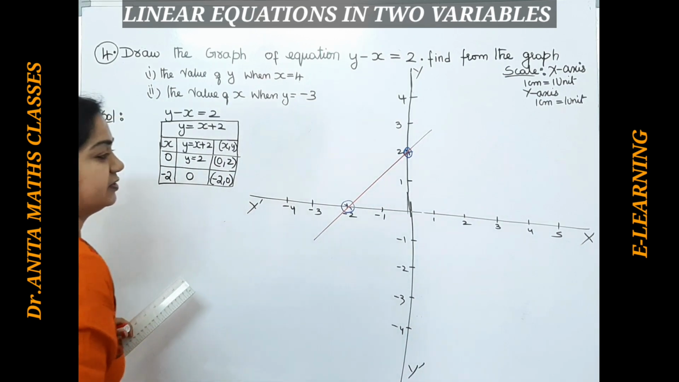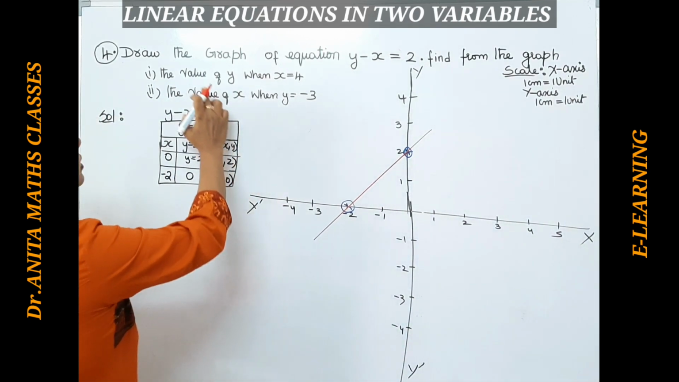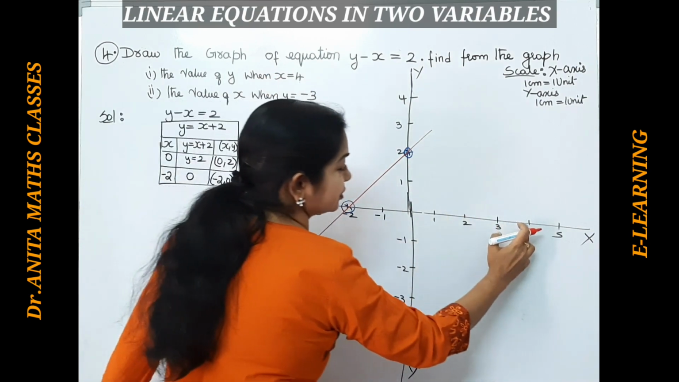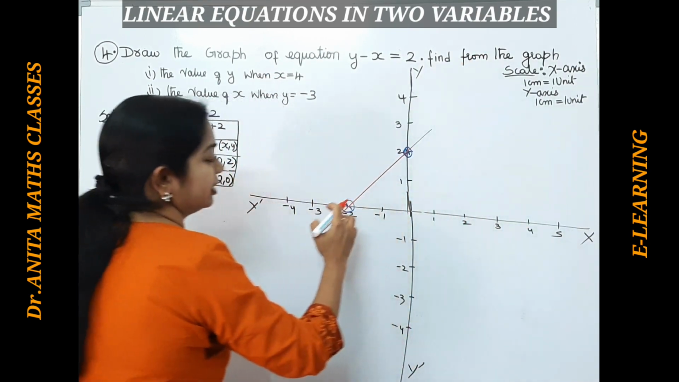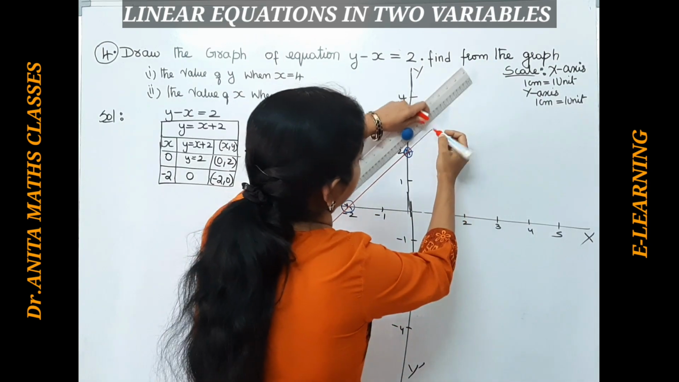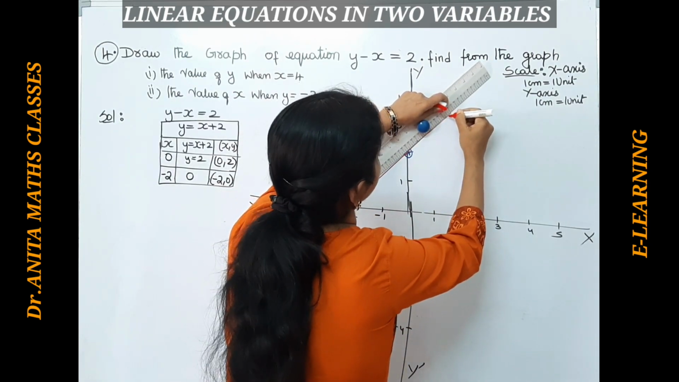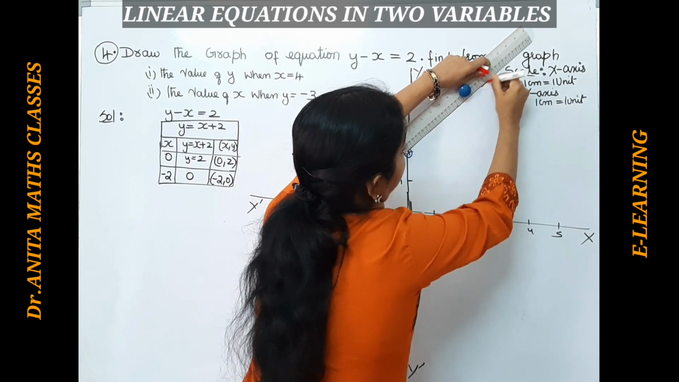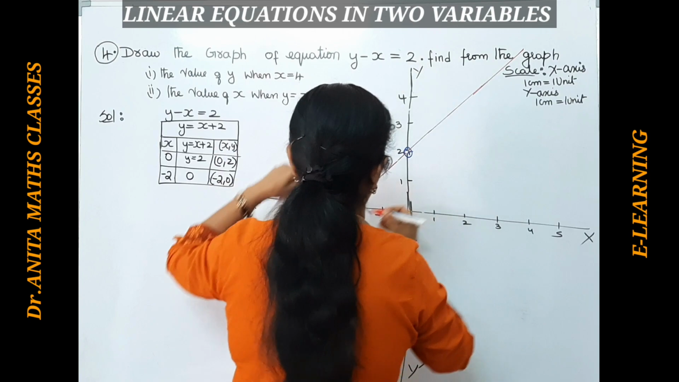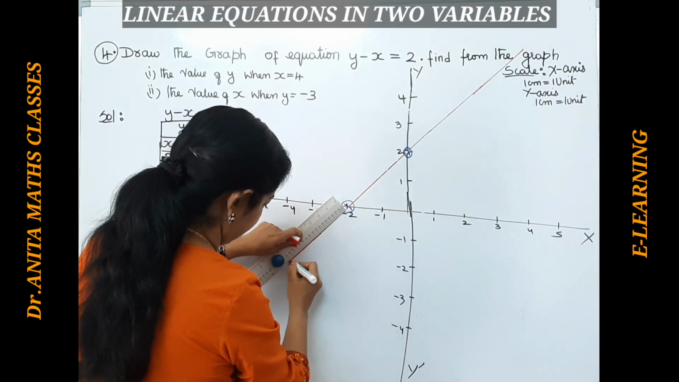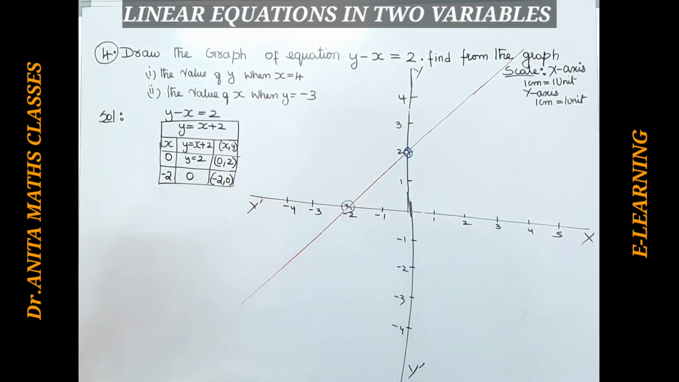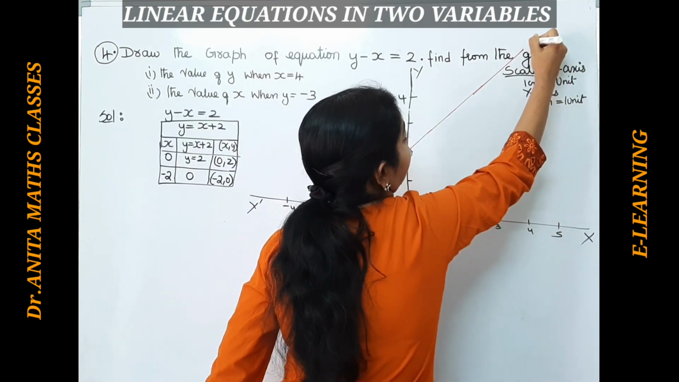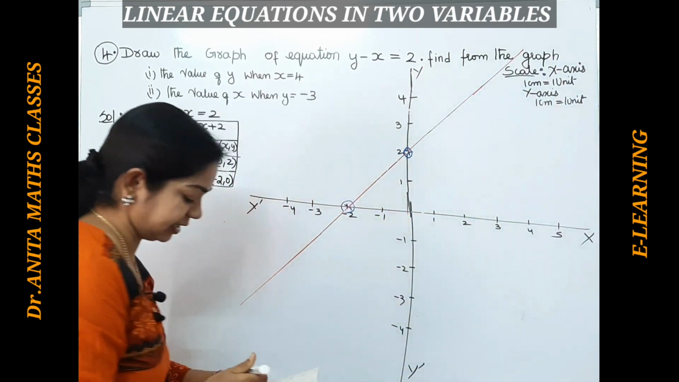Okay, so if this is the graph, now from the graph you have to find the value of y when x is equal to 4. When x is equal to 4, we have to find the value of y. So let us extend this, and also extend to this side. Extend your straight line. Here we have to find the y value.